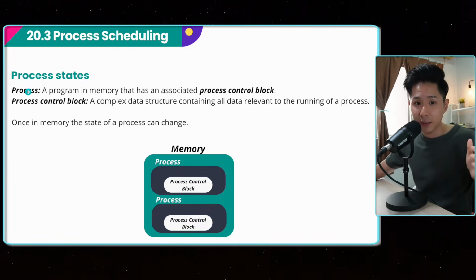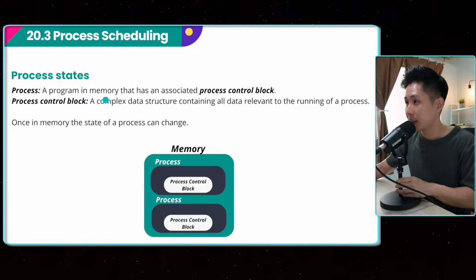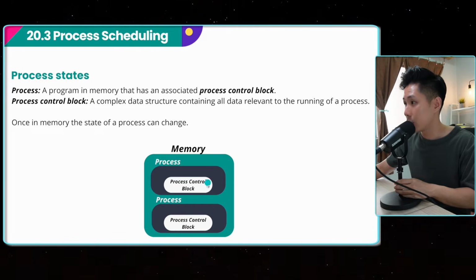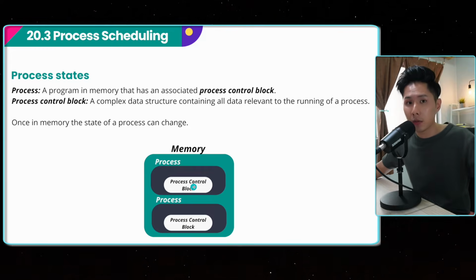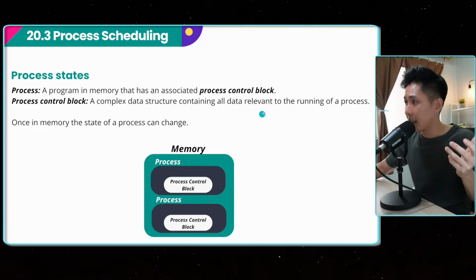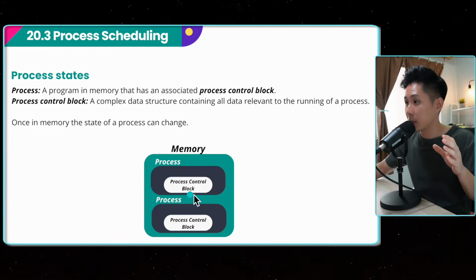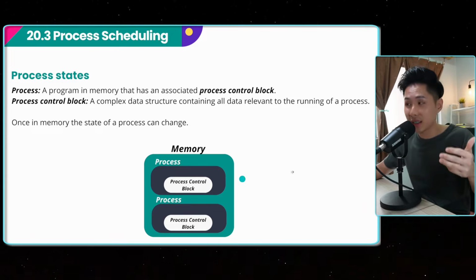A process, which I have mentioned a few times, is a program in memory. Look at this black color box that has an associated process control block. This process control block is a complex data structure, which I created a diagram of here just to help you visualize, that contains all data relevant to the running of the process. And once in memory, the state of a process can change from running to waiting.